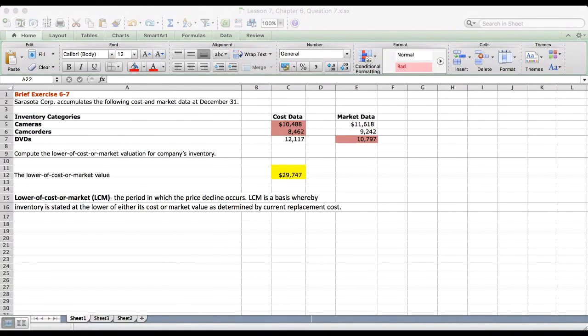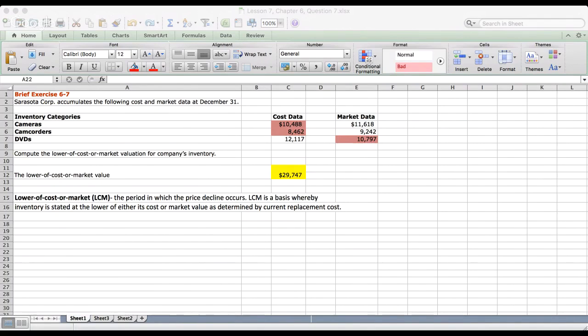This first problem is the brief exercise, and it is talking about the lower of cost or market evaluations. For this first problem, we need to find the lowest number for this company on each of these inventory categories, whether it's the cost data or the market data.